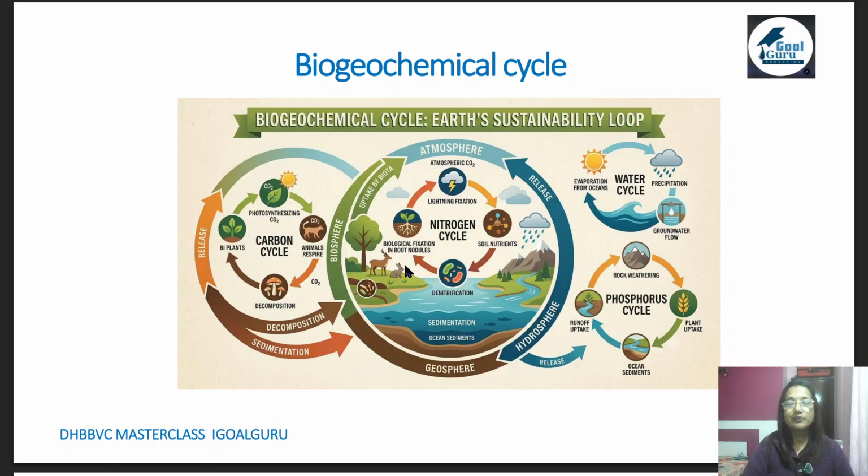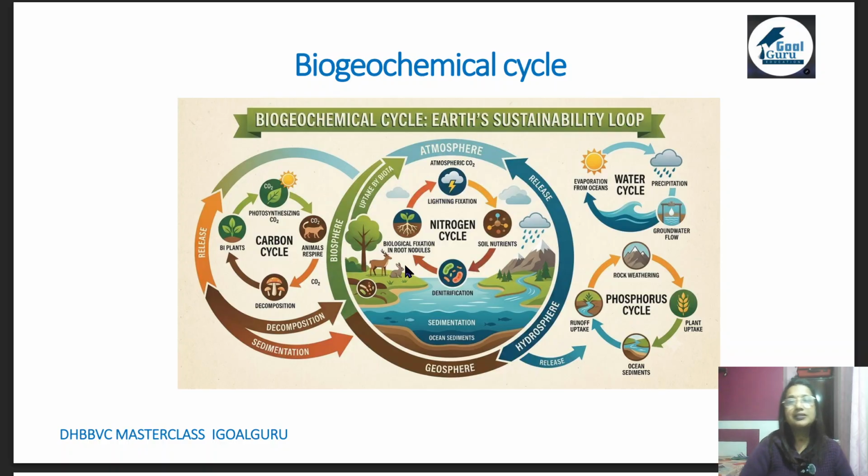biogeochemical cycle. Let's understand the word. Bio means living organisms. Geo means the earth. Chemical means the elements. So, when I say a biogeochemical cycle, it is a movement of chemical elements between living organisms and the physical environment. Okay?